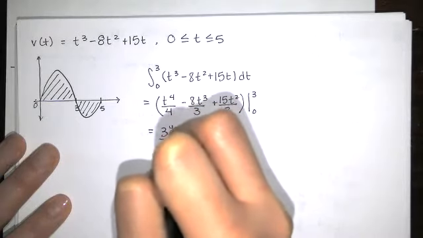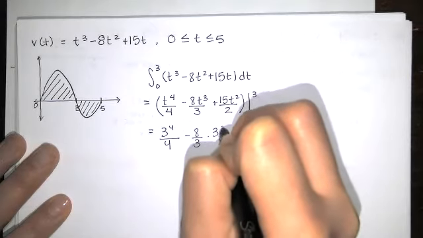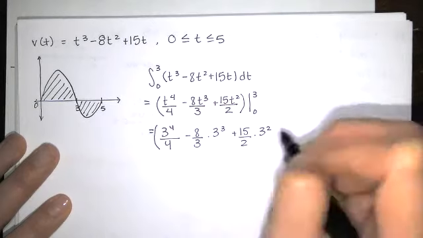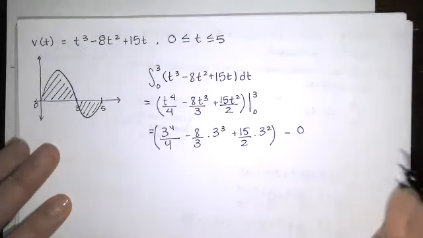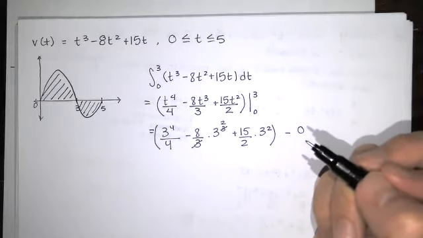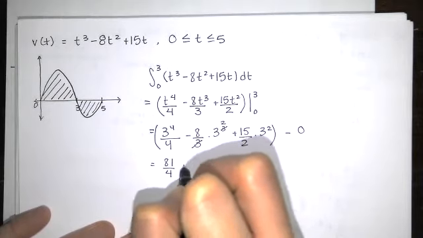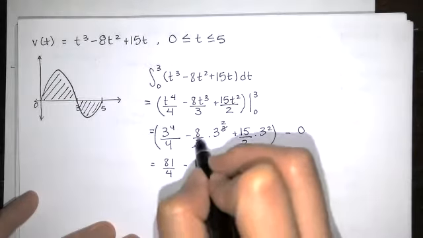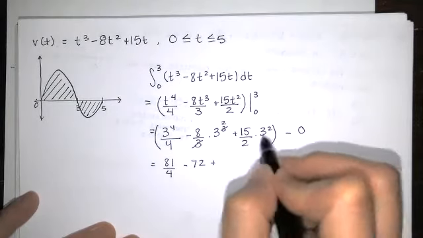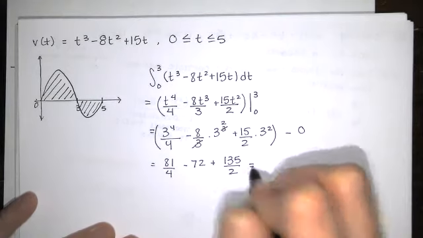And we get 3 to the 4th over 4 minus 8 over 3 times 3 cubed plus 15 over 2 times 3 squared. And then when we evaluate at t equals 0, we just get 0. Now 3 goes into 3 cubed 3 squared times. So we end up with 81 over 4, excuse me, minus 8 times 9 is 72, plus 15 times 9, what's that? 90 plus 45, 135 over 2. Okay.